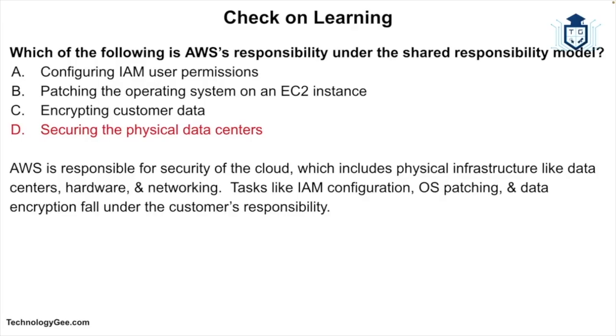So AWS is responsible for security of the cloud, which includes physical infrastructure like data centers, hardware, and networking, and tasks like IAM configuration, operating system patching, and data encryption. All of that falls under the customer's responsibility.